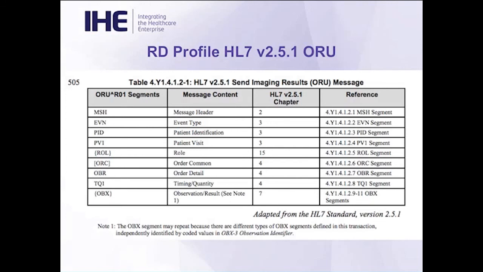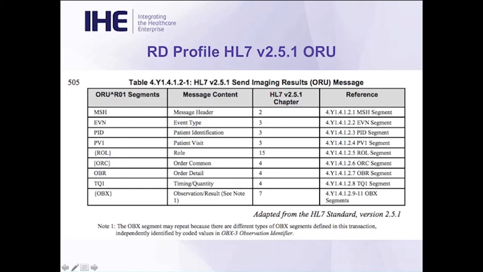Now, if you're familiar with HL7, you're going to recognize this as a standard HL7 ORU message. You'll recognize these segments. It has an MSH segment, the event segment, the patient identification, visit, role, order common, order detail, timing, and then finally the various OBX segments. This is all very standard, and this is probably what your systems are already doing today for the most part. We did promote a couple of additional attributes, but not a lot.